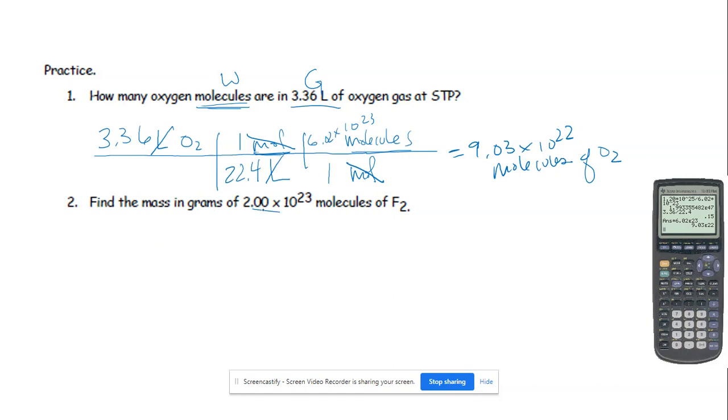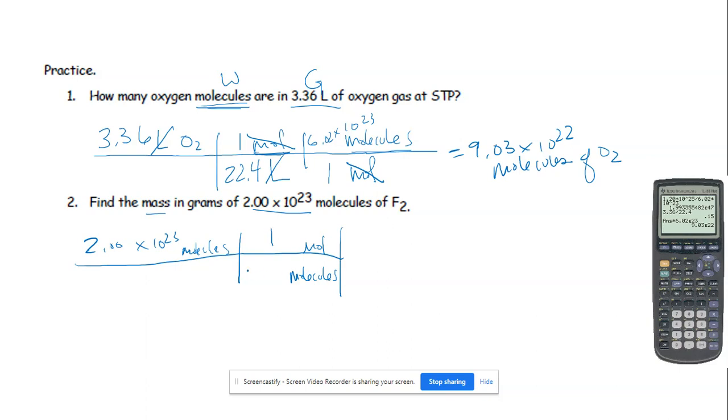So we're going to always start with our given. We're going to get to our wanted, but again, I can't go straight to mass. First, I have to go from molecules to moles, and then from moles to mass. So I have 2 times 10 to the 23rd molecules. And I'm going to get rid of molecules by putting it on the bottom. Turn my molecules into moles. I'm going to put mole on the top.